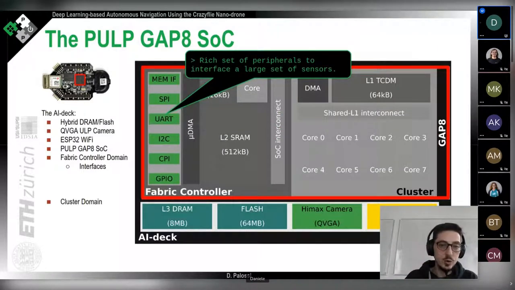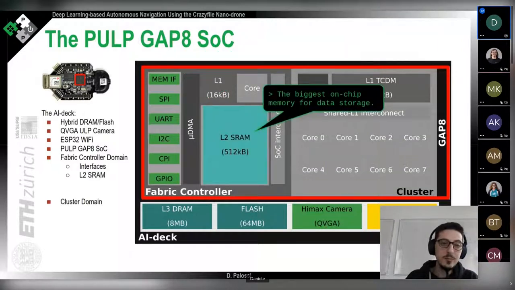The first part I want to introduce about the fabric controller is the rich set of interfaces to access many devices, many sensors in the board, that can be plugged to the system on chip. Then the biggest internal memory, the L2 SRAM, as big as 512 kilobytes. So we are narrowing down the capacity of the memories available. We started from 64 megabytes of flash, 8 megabytes of DRAM, but then inside the chip, the dimension drops to 512 kilobytes.